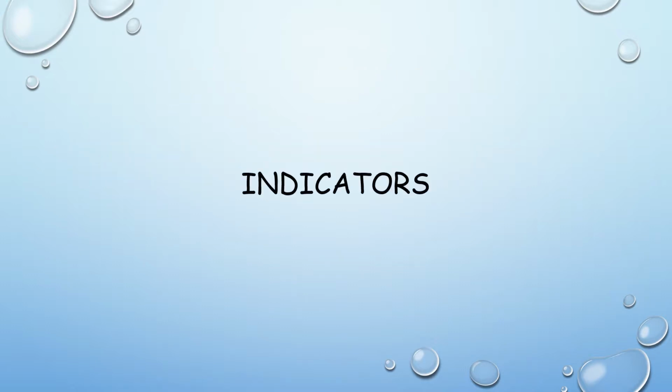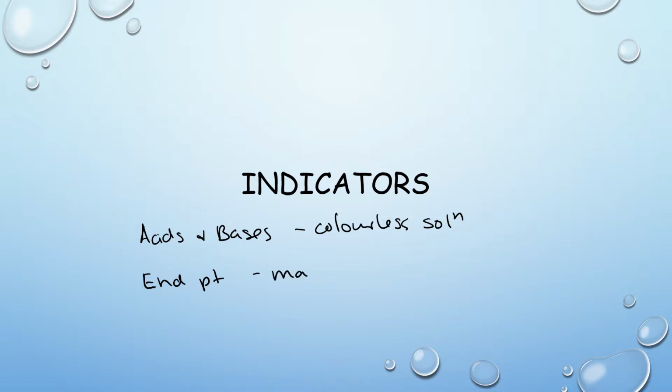Now, indicators are very important in acid-base titrations because the acids and bases tend to be colourless solutions. So if we want to know when neutralization has occurred, we need to use an indicator. Now, the whole point of an indicator is so that endpoint, which is when the indicator changes colour, matches equivalence point. An equivalence point is when we have stoichiometrically equal number of moles of acid and base. And what I mean by stoichiometrically is it's in the ratio of the equation.